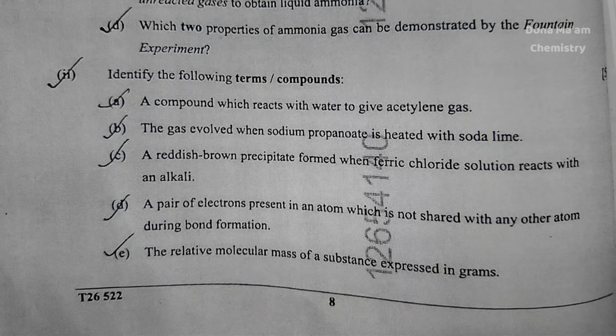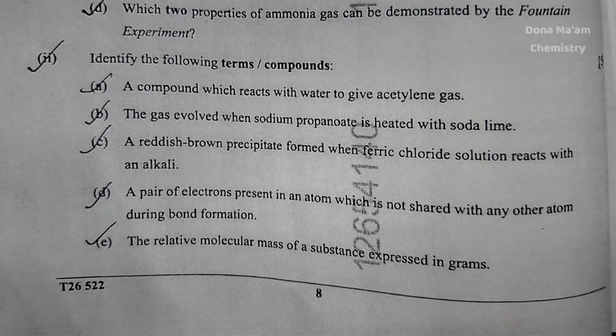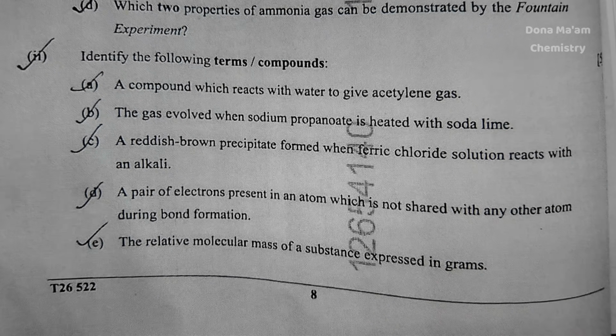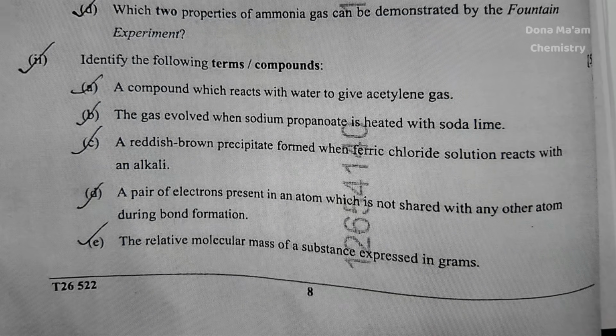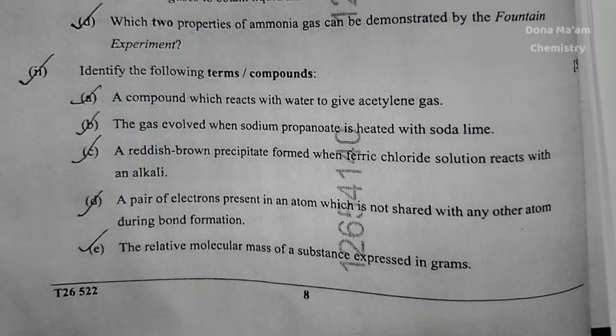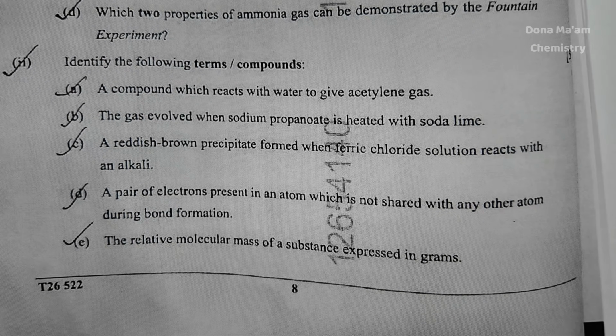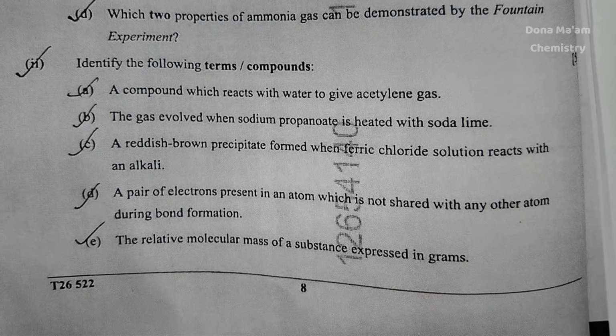Now, to begin with question 2, number 2, identify the terms or compounds. So here you have to write terms, no formula allowed, okay? A compound which reacts with water to give acetylene gas. Acetylene is C2H2, and C2H2 is getting formed with water, okay? It's the lab preparation of C2H2. So the answer is calcium carbide.